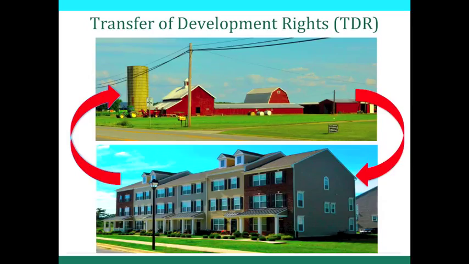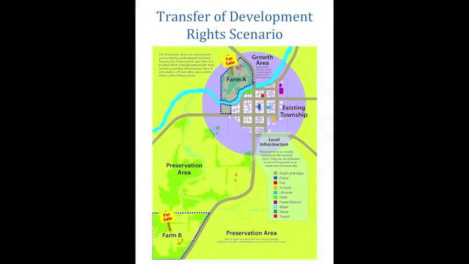To understand the TDR concept, consider the following scenario. This is what typically can be seen across Delaware below the Chesapeake and Delaware Canal. You have an existing town and a surrounding growth area, highlighted here in purple. This is where infrastructure like water and sewer service already exists, and where most public services like schools, libraries, police, and fire stations are located. This is surrounded by rural farmland, shown here in green.